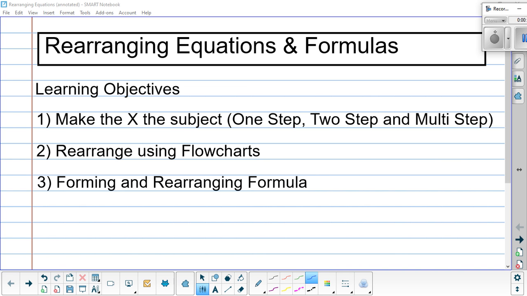After that, we're going to learn how to rearrange using flowcharts, okay? And then how to actually put values into flowcharts and find out how to solve for different variables, even when not given an equation. And lastly, we'll form equations from worded expressions and then learn how to rearrange those.